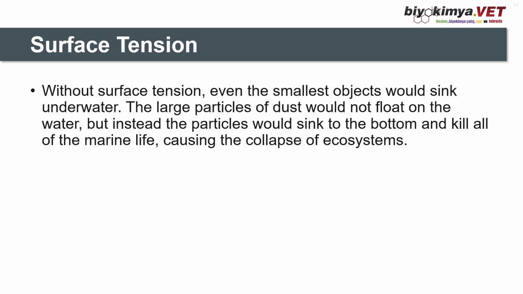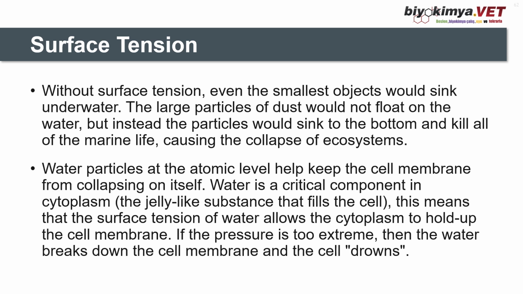Without surface tension, even the smallest objects would sink underwater. Large particles of dust would not float on the water, but instead the particles would sink to the bottom and kill all of the marine life, causing the collapse of ecosystems. Water particles at the atomic level help keep the cell membrane from collapsing on itself. Water is a critical component in cytoplasm, the jelly-like substance that fills the cell. This means that the surface tension of water allows the cytoplasm to hold up the cell membrane. If the pressure is too extreme, then the water breaks down the cell membrane and the cell drowns.